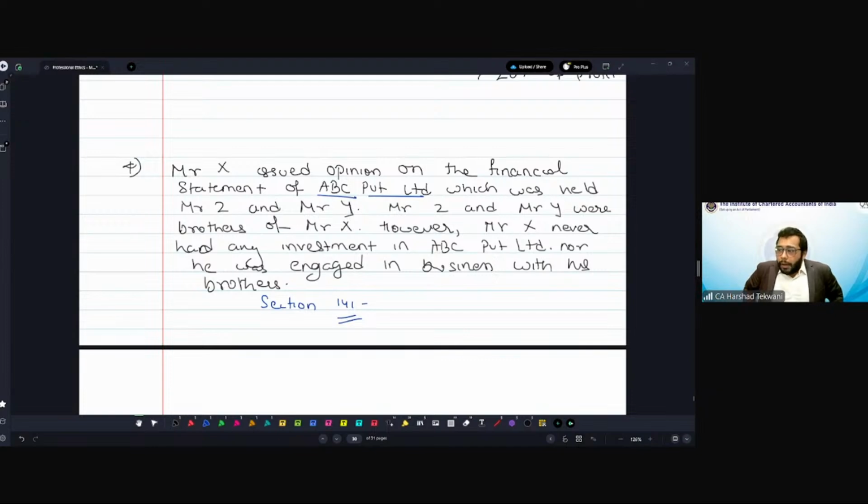Yes. And in section 139, there is one requirement that the auditor has to certify whether he is satisfying the criteria mentioned in section 141 or not. So 139 says to check whether 141 is complied with or not. So you need to check 139, 140 and 141, all these three sections.